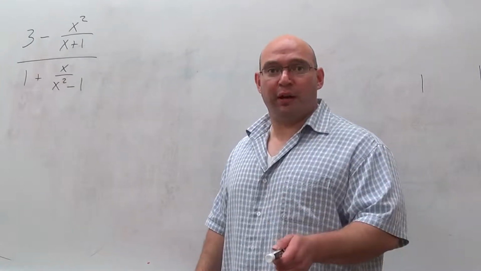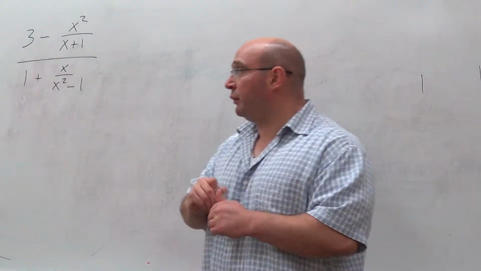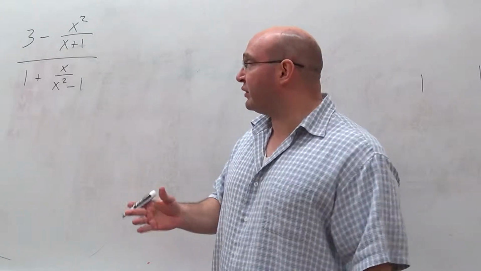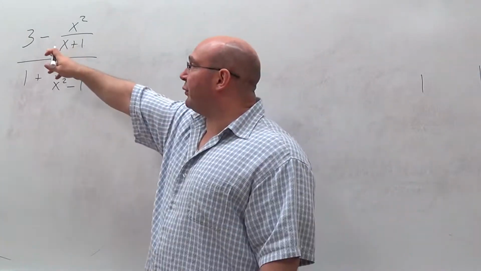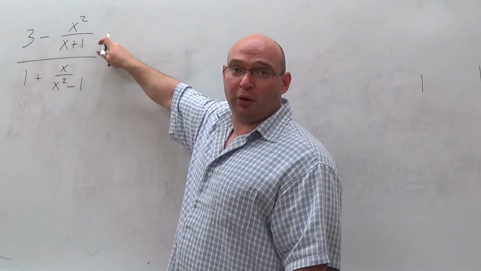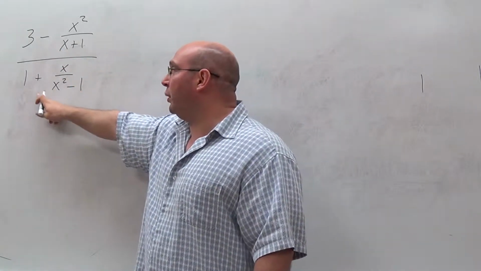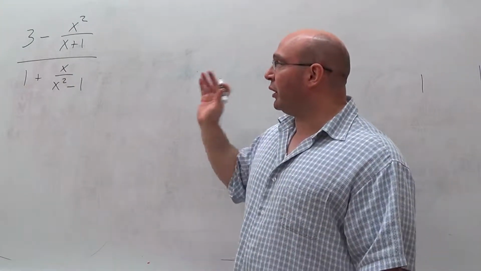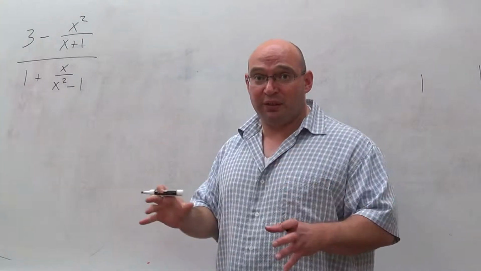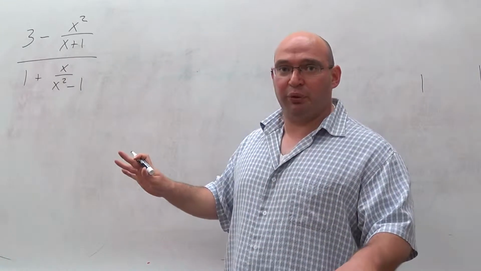All right, guys, we're going to go ahead and do some more fractions, but we're going to extend on what we were talking about last time, and we're going to start doing some stuff with some variables in it. So we've got 3 minus x squared over x plus 1, over 1 plus x over x squared minus 1. So essentially what I want to call your attention to is we're going to solve this in pieces, okay? Not going to rush out and do anything crazy.